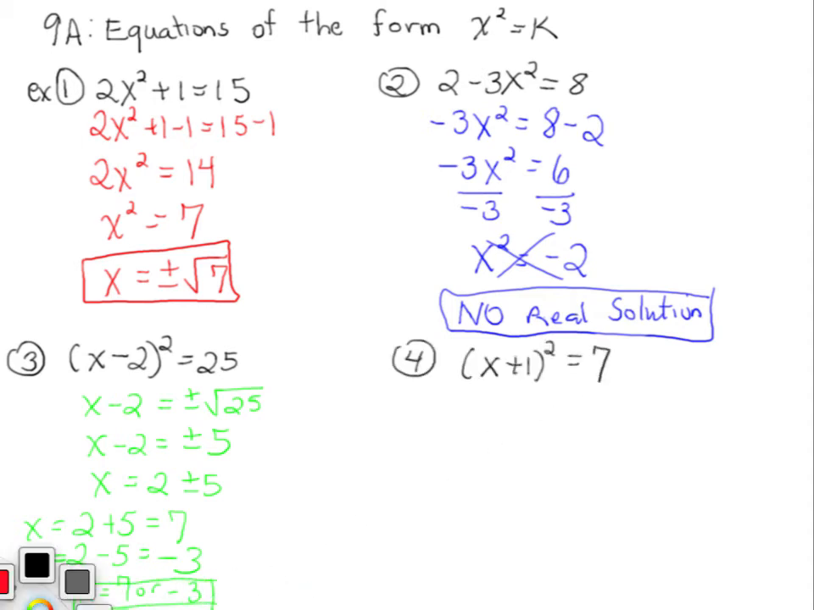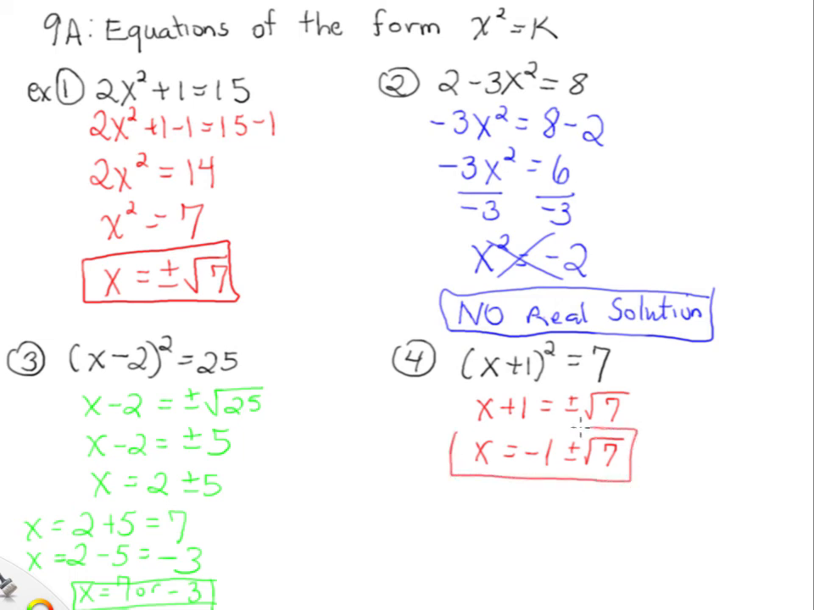Example 4 is solved very similarly. So let's start by taking the square root of each side. That would leave me what's inside the parentheses, x plus 1, equal to plus or minus the square root of 7. Now I'm adding 1 to each side, so the inverse of adding 1 is subtracting 1 from each side of the problem. So that gives me the answer of x is equal to negative 1 plus the square root of 7 and x is equal to negative 1 minus the square root of 7.